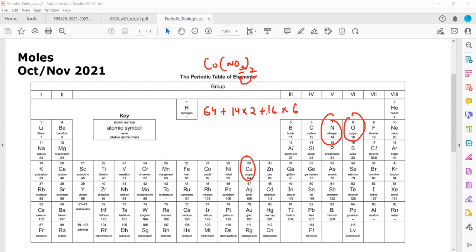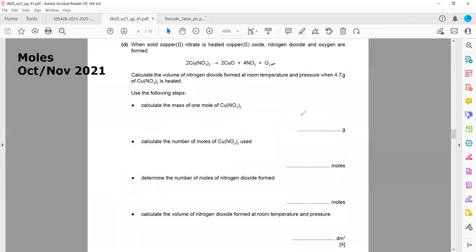So 6 multiplied by 16, that's the total. So this will be 64 plus 28 plus 16 multiplied by 6, which is 96. What is the sum? The total is 188. So the mass of 1 mole of copper nitrate is equal to 188. So the first part, as they asked, calculate the mass of 1 mole of copper nitrate: the answer here is 188.